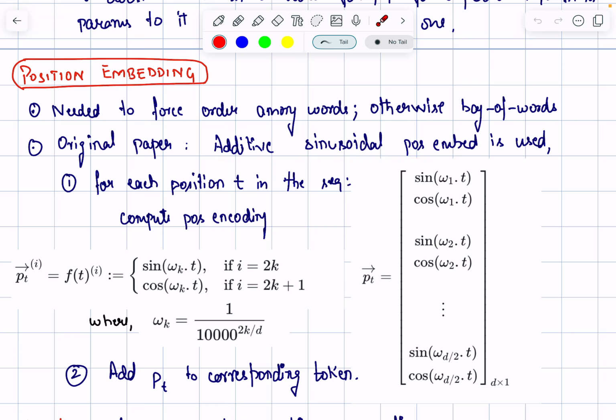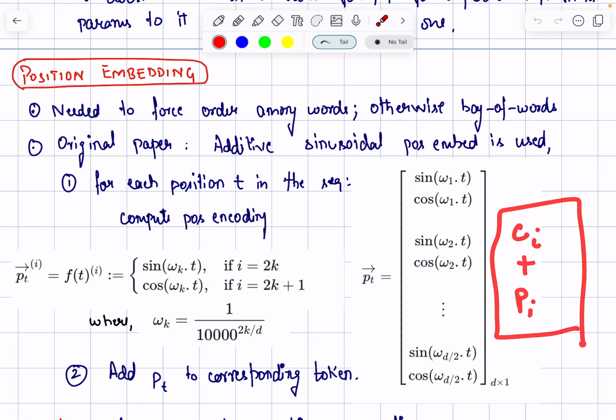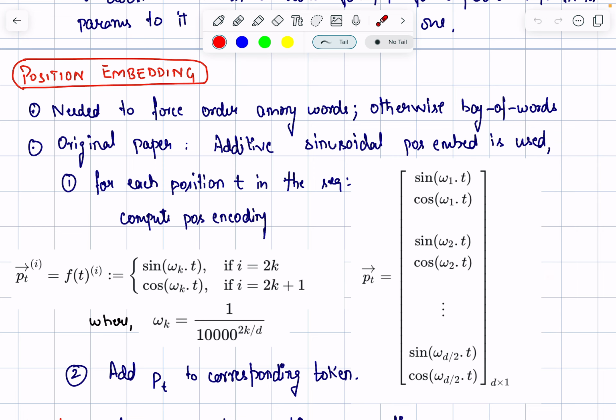So what is additive and what is sinusoidal positional embedding? Let's first focus on what is additive. Additive simply means that if you have a token at position i, the value of the token embedding Ci is added with the position embedding Pi, right? So essentially, before you apply the transformer, which I am denoting with TFM, you first add the positional embedding to the corresponding token embeddings, right?